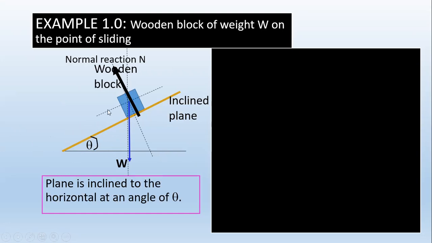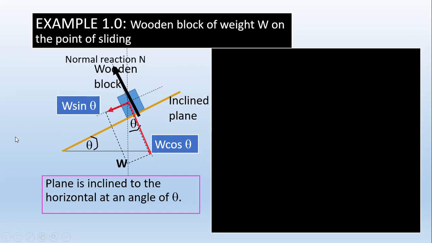Right? So normally we would choose an axis parallel to the plane and perpendicular to the plane. So we will resolve the weight. So this is theta. So that's W cos theta. That's W sin theta. Memorize it, then it's faster. If forgotten, then you derive it. So that is W cos theta, W sin theta.